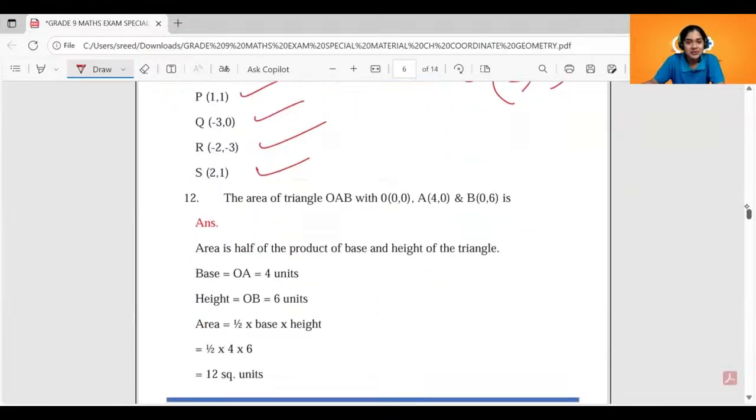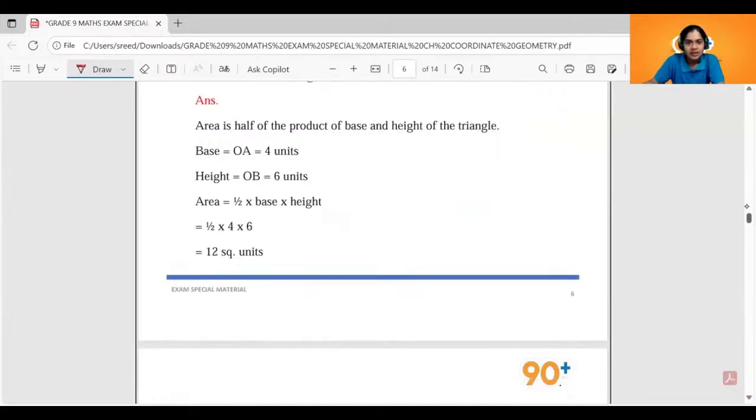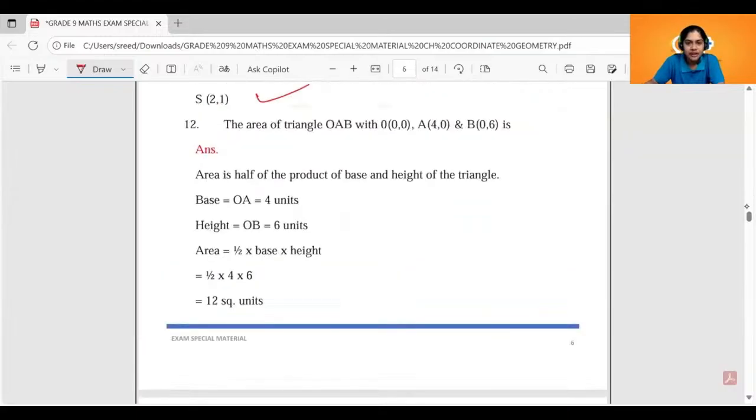Moving on to the 12th question. Find the area of triangle OAB with points O(0, 0), A(4, 0), B(0, 6). So if we need to find the area of the triangle, first of all, we need to see the triangle. Area of any triangle is equal to half into base into height. And you know that the base and height are perpendicular to each other, correct? That is how the base and the height are related.